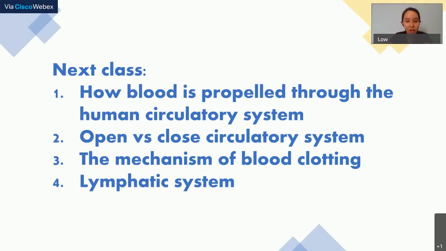And the third one, the mechanism of blood clotting. So if you have a wound on it, what inside your body will happen? Maybe leukocyte will come out. Who knows? Okay, the fourth part is the lymphatic system, which helps you to combat all the diseases and foreign substances. So these are the things that we will be discussing next class.